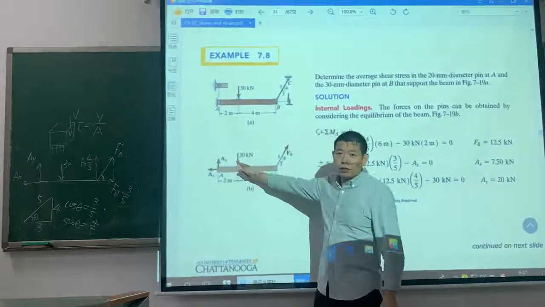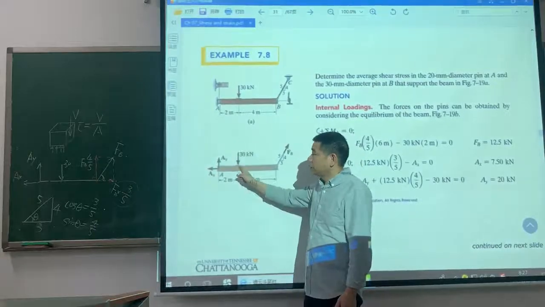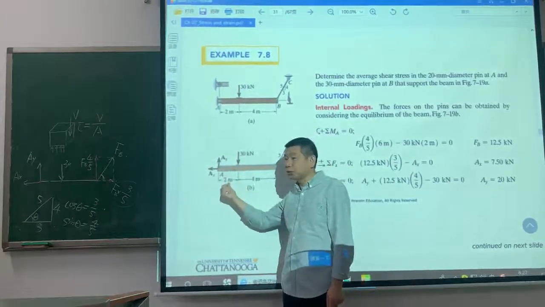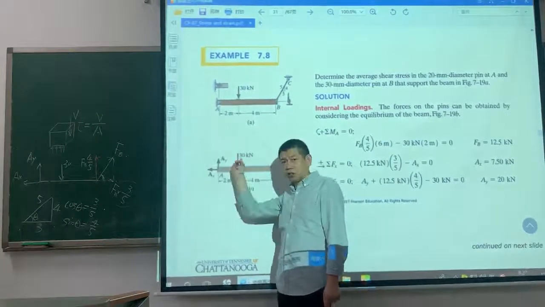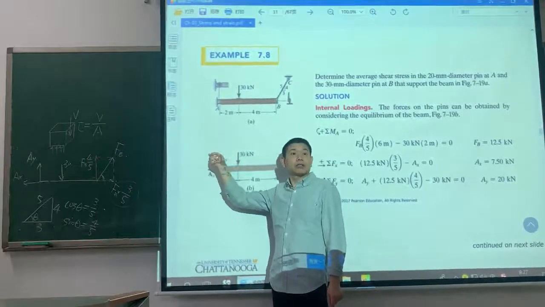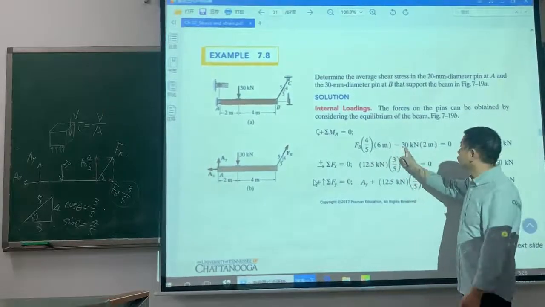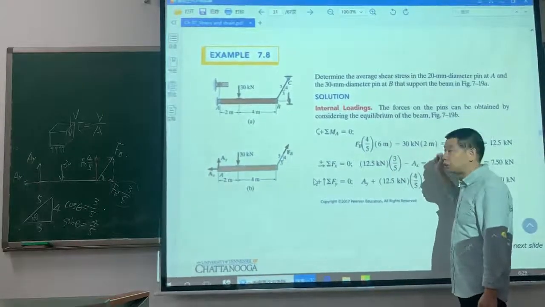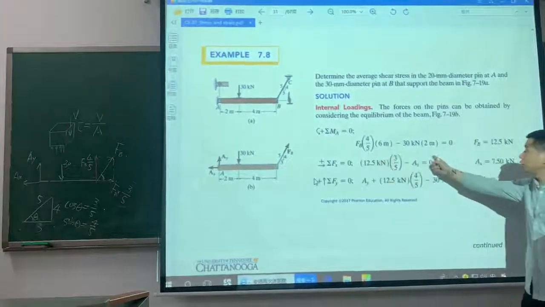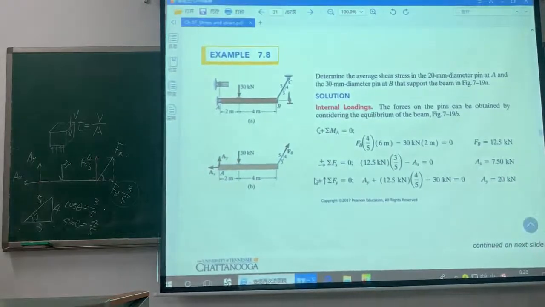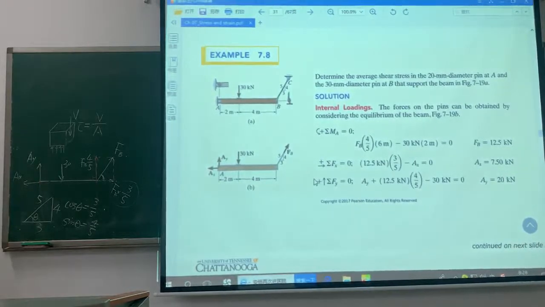Here is the applied load. The magnitude is 30. The distance is 2. The rotation is clockwise. Clockwise is negative. It's not 30 times 2. So it's equal to 0. From the equation, we can find FB is 12.5. It's statics.